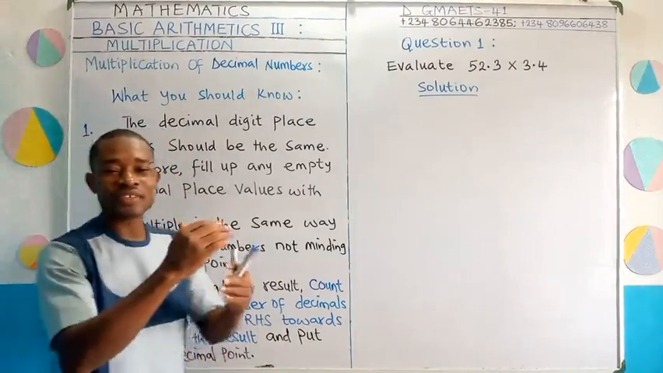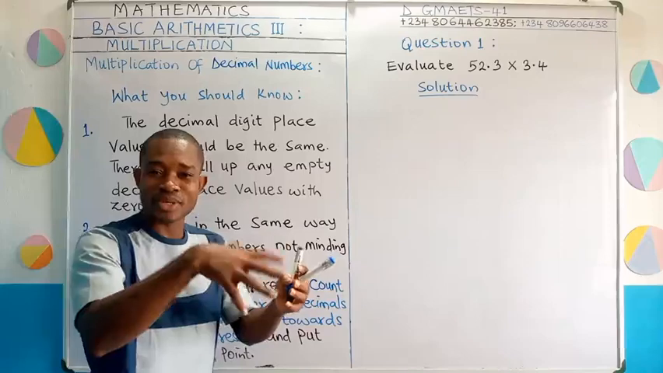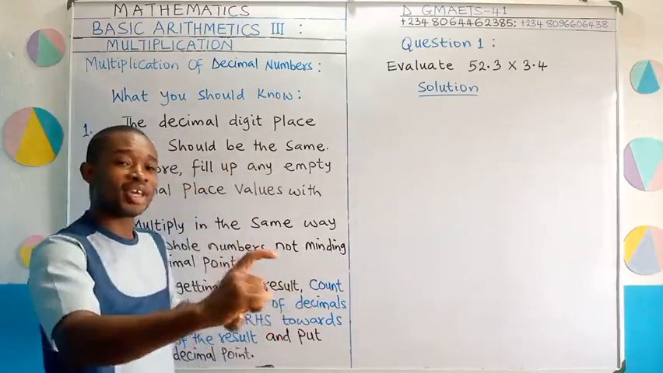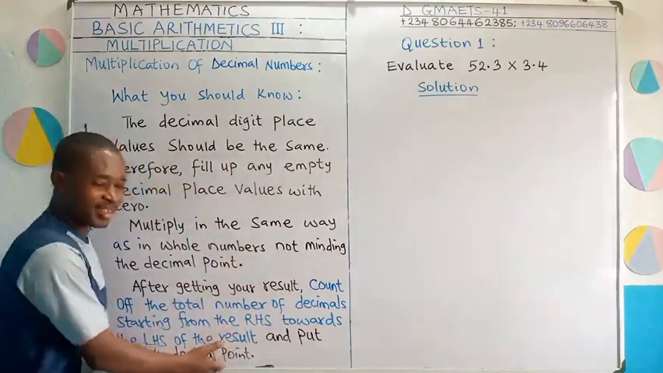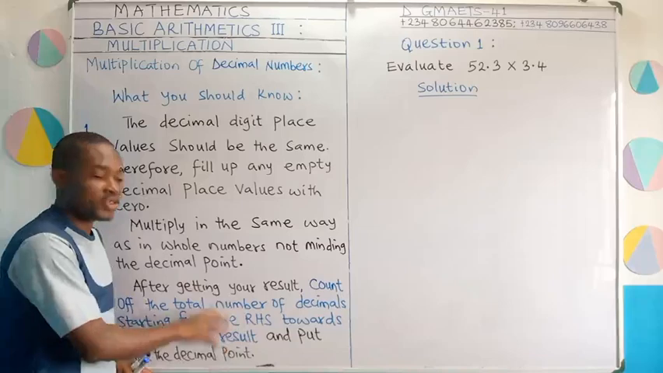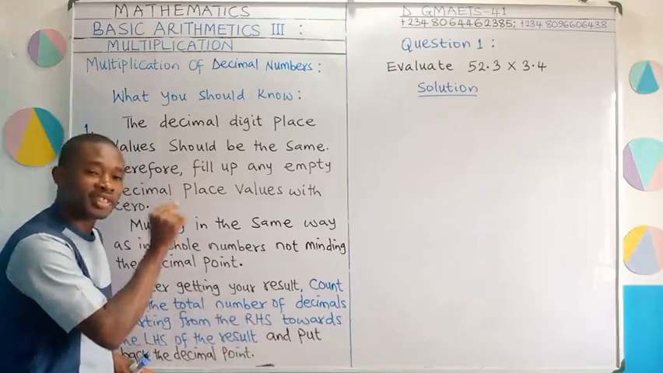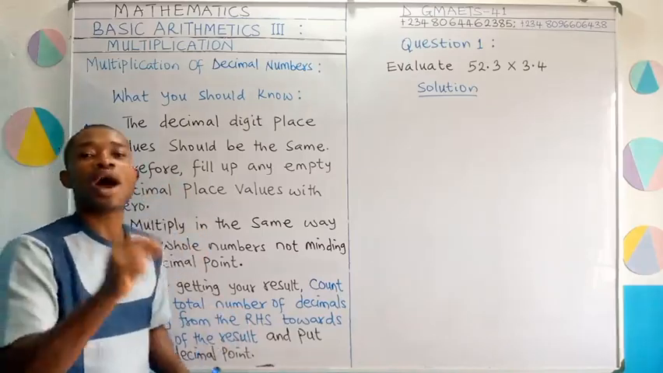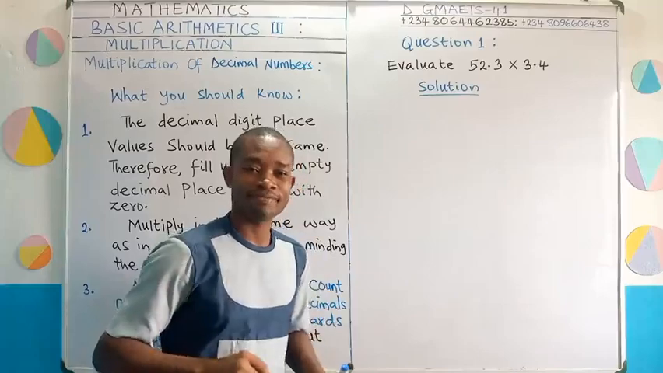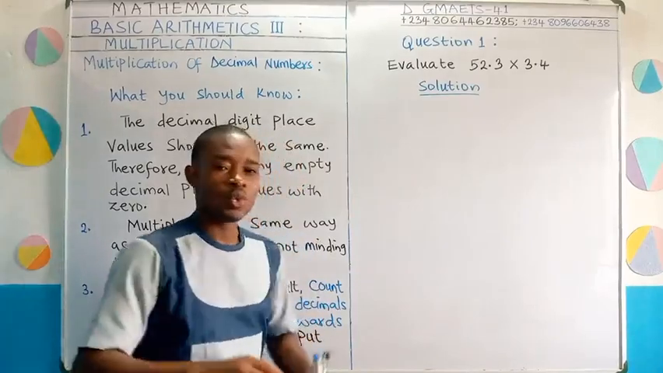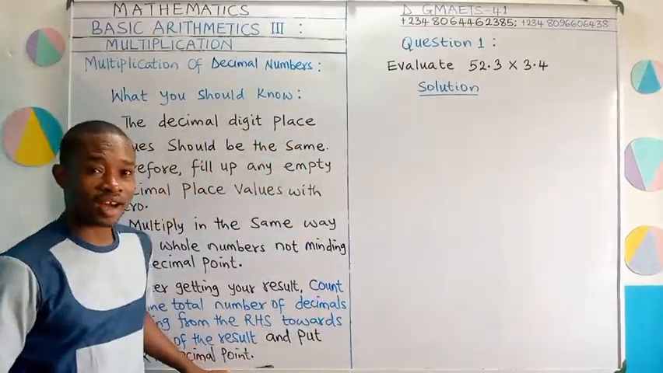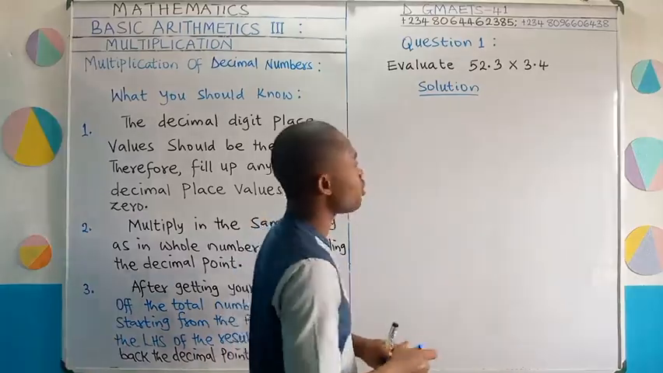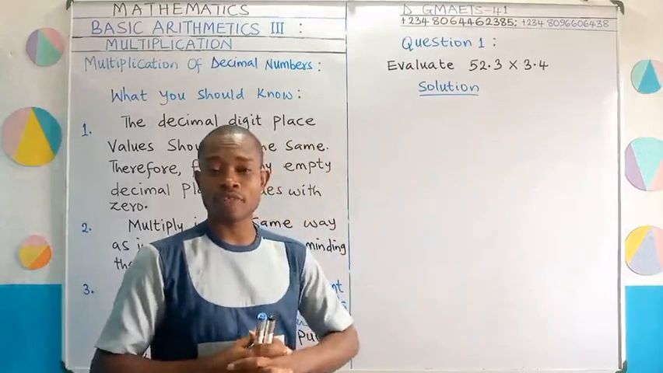So you see, it is after you get your final result, after the multiplication, when you do your addition and get what you get, it is at that point you now start thinking about the decimal point. There is something you have to do to determine the exact place you are expected to put your point. Solving this question on the board will help us understand this clearer. So we have this question number 1, evaluate 52.3 times 3.4.